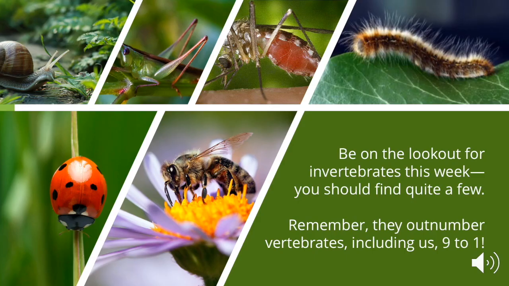All right, be on the lookout this week for invertebrates. You should see quite a few. Whenever you see an insect, a caterpillar, a mosquito, a cricket, snails, and ladybugs, and honeybees flying around, you'll know that you're seeing an invertebrate. Remember at the beginning of this, they outnumber us vertebrates 9 to 1. So there are a lot more of them than there are vertebrates.